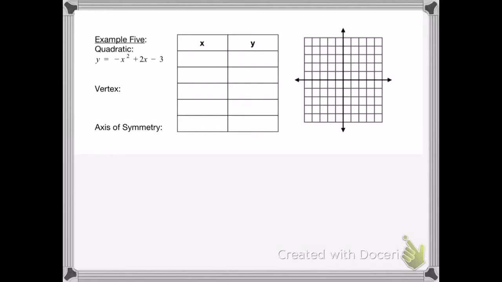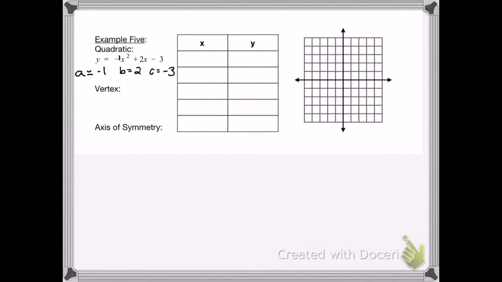So this is example 5. The first thing we have to do is label my A, B, and C. A we know is in front of our x squared, so the number in front of that is just negative 1. Our B is the number in front of x, that's 2. And C is our constant, which is negative 3. Okay, so those are the 3 numbers that are going to stick out to me.